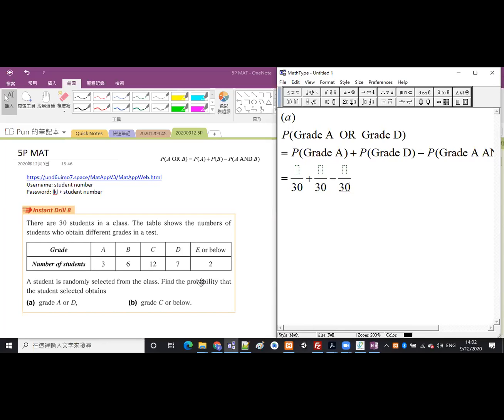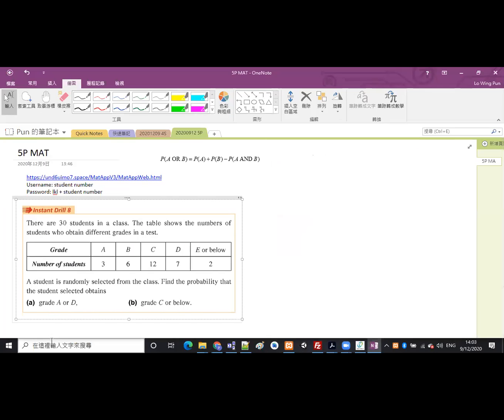每一個都係咁樣抽出嚟嘅，抽到 grade A 嘅有幾多個咧？So there are 3 students having grade A. And then how many of them are grade D? It will be 7. How many of them are at the same time grade A and grade D? None. So that would be 3 plus 7, that is 10 over 30. And that will be simplified to 1 over 3. So that is part A.